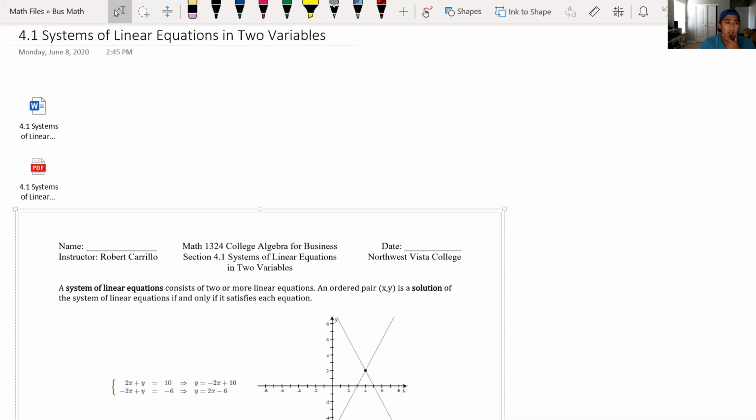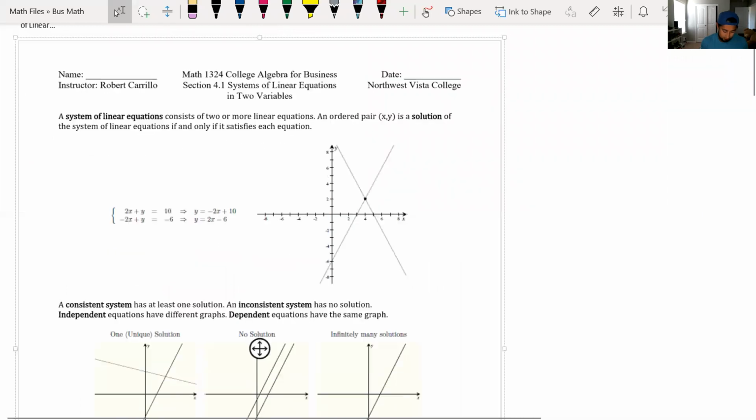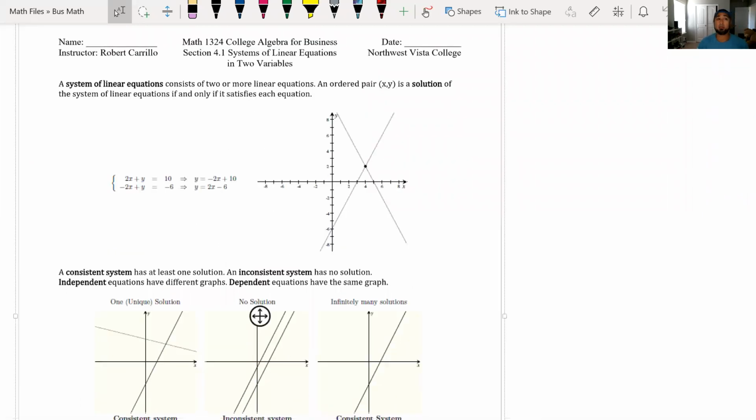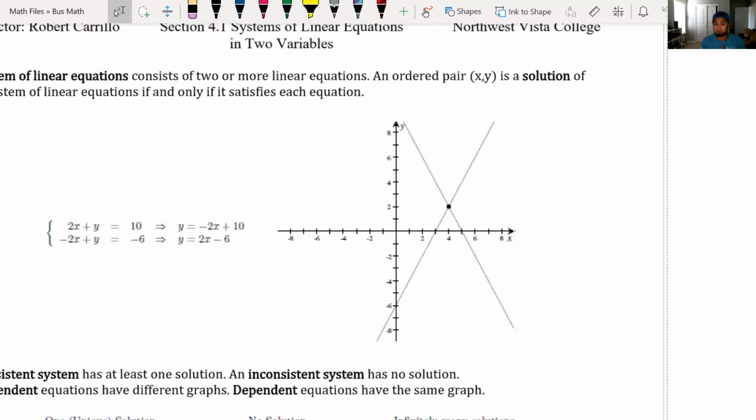Perfect. So let's start on the definition of a system of linear equations. It consists of two or more linear equations. An ordered pair, x, y, is a solution of the system of linear equations. And this is true if it satisfies each equation. So we have our first example here that is solved for us already.